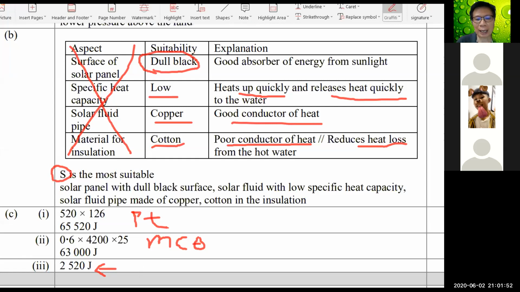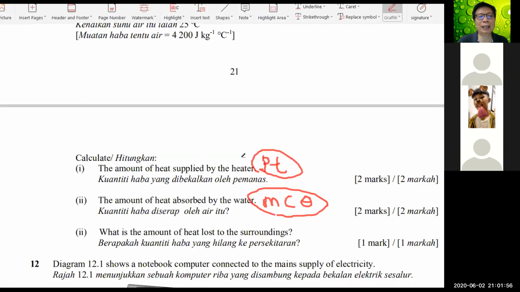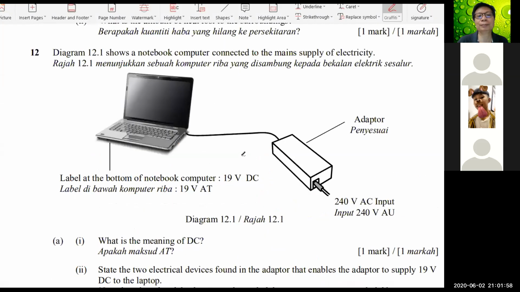Okay, let's look at the last question, from chapter 5, the last one. This one is from 5-1. Yes, study the question. The diagram shows a notebook, a laptop connected to the main power supply. You see, your laptop charger is like that one, isn't it? It connects to the power supply.